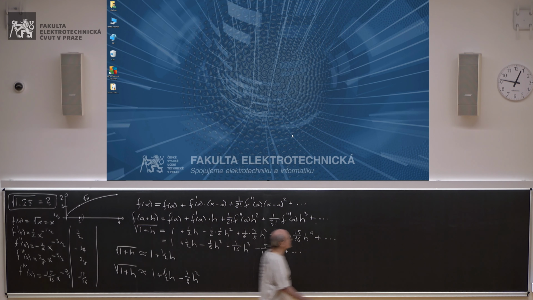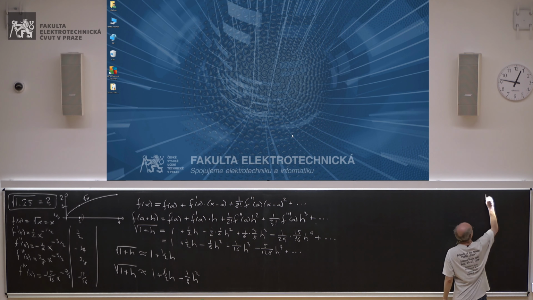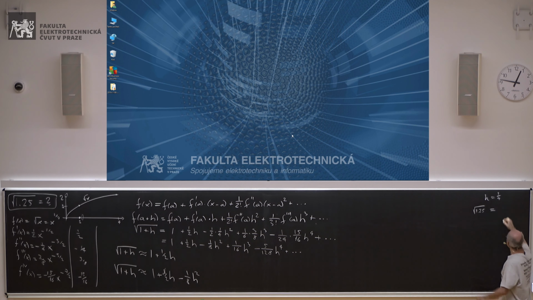Let me put it here somewhere. So the square root of 1.25, according to the first formula, will be 1 plus 1/2 times 1 over 4, which is 1 plus 1 over 8, and this is some number. Actually, this is not equal. This is a wavy line. So this is like 1.125, I think, something like that.